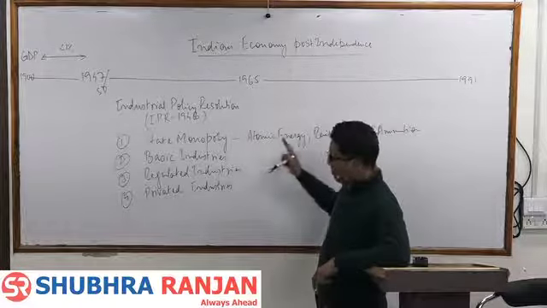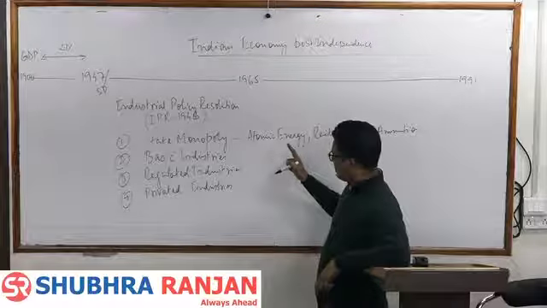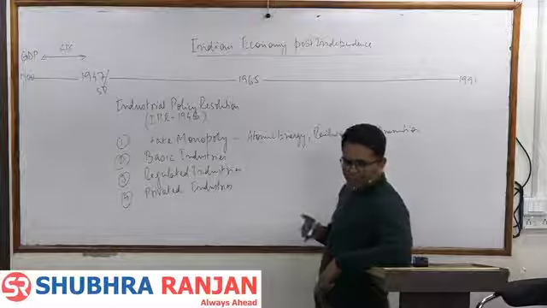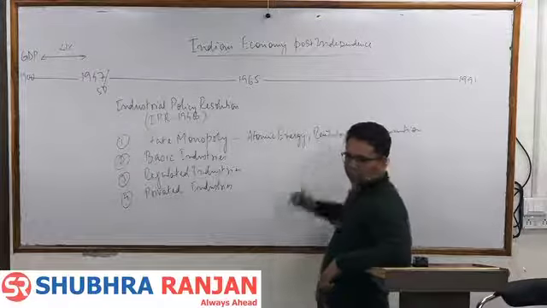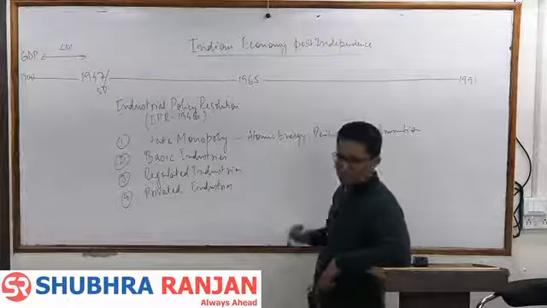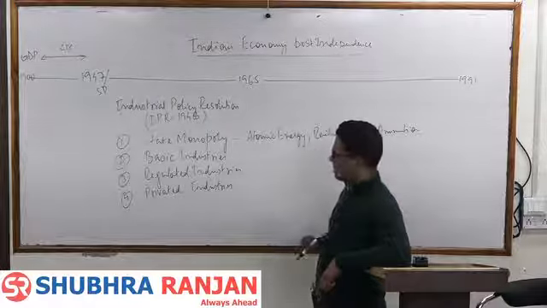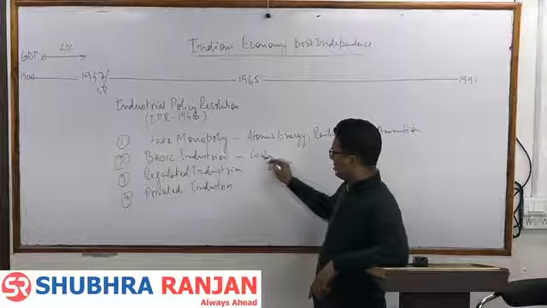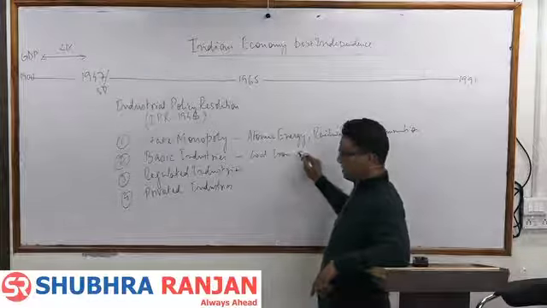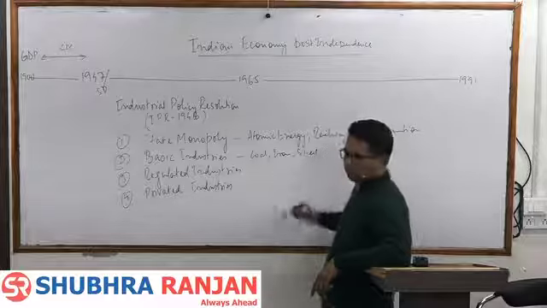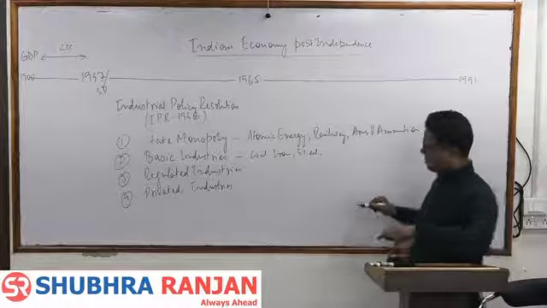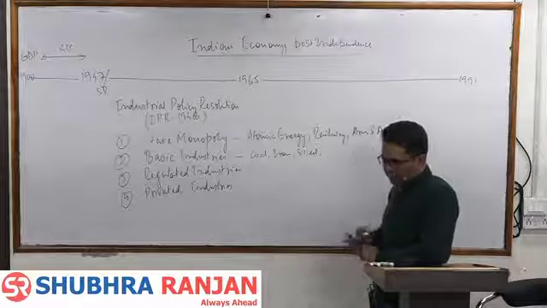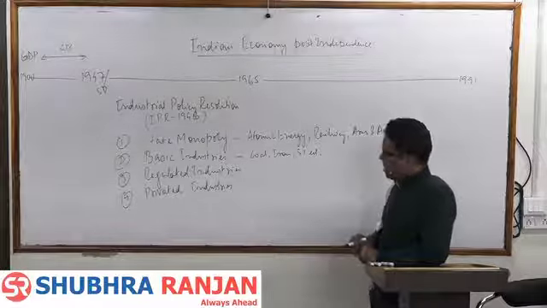State monopoly means no private enterprise in these 3 sectors is possible. No private sector can remain in these 3 sectors. Only government company will be there, state monopoly. Basic industries, there were around 6-7 industries: coal, iron, steel, oil and gas, aircraft manufacturing, telephone and telegraph, ठीक है, 7 industries were there.